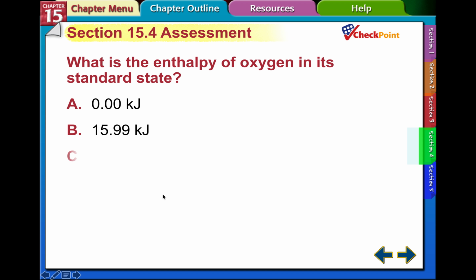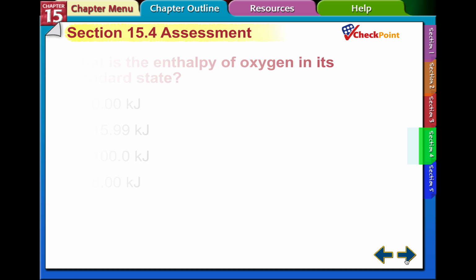Now, let's assess what you guys already know. So what is the enthalpy of oxygen in its standard state? Pause now if you need more time. You guys should have gotten 0. Remember, standard state, always 0. Standard state, always 0. Get that into your brain. Great way to memorize it.